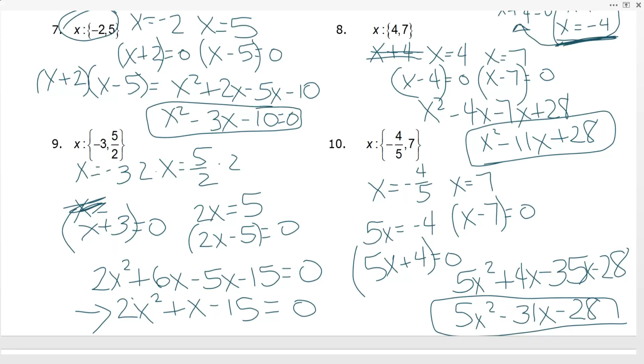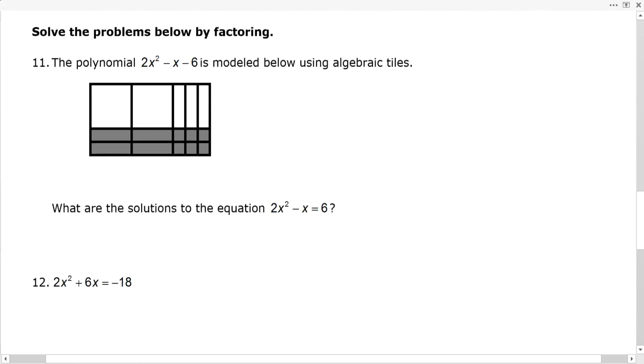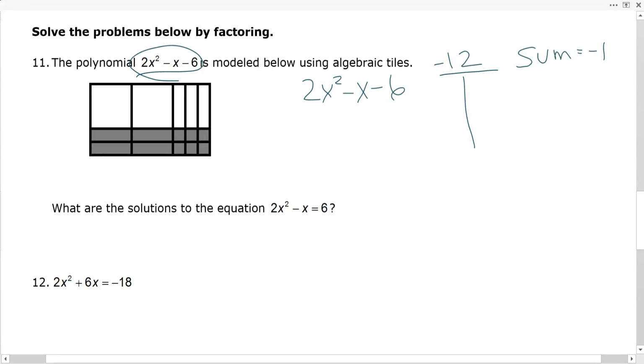Number 11, I am not going to do those algebraic tiles. We're just going to solve it by factoring, just like we've been doing. So I'm going to solve for, it's up here at the top. I don't know why they did that. I'm going to have 2x squared minus x minus 6. My sum is -1. My product is -12. So I can have 4 and 3. How about -4, +3 makes a -1.